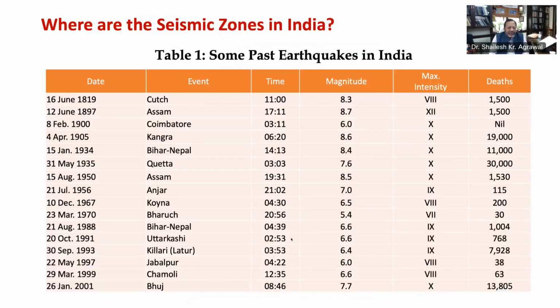Now let's look at this table. This particular table shows some of the damaging and recent earthquakes in our country. Most earthquakes occur along the Himalayan plate boundary called interplate earthquakes. But a number of earthquakes have also occurred in the peninsular region or the southern region of our country, and those earthquakes are intraplate earthquakes.